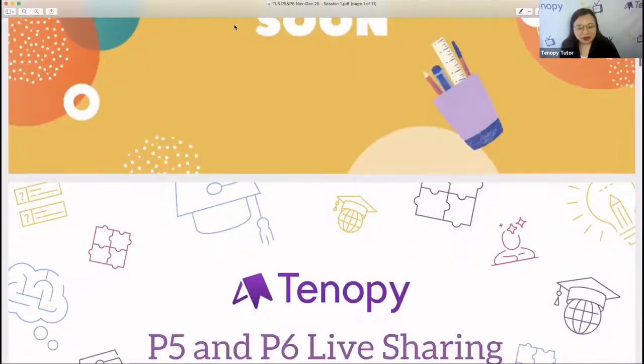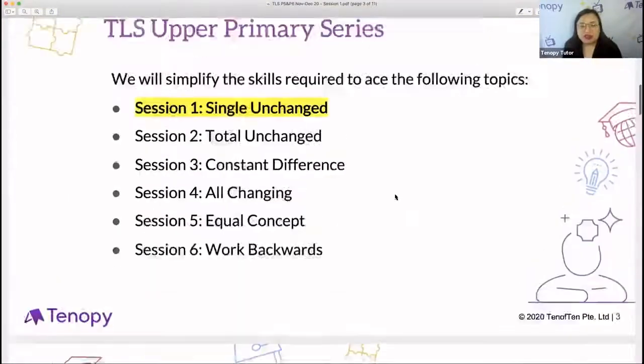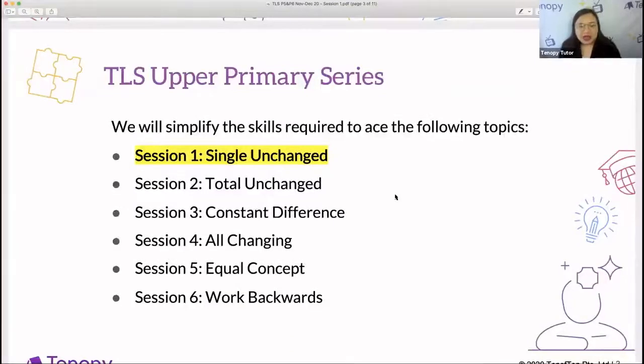So let me go through with you what we are learning today. Today we are going to cover the single unchanged concept. This live sharing session I have broken down into 6 topics that we'll be covering over the following weeks. The first one is single unchanged, followed by total unchanged, constant difference, all changing, equal concept, and work backwards.